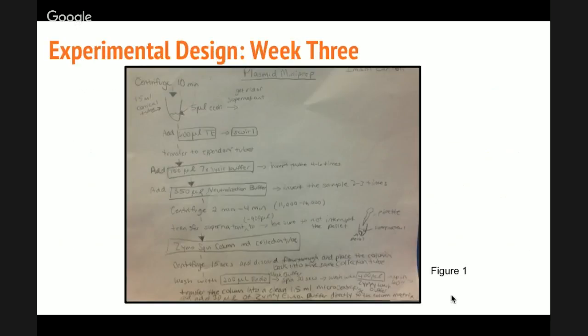The experimental design for week 3, which is our intro experiment, was to isolate plasmid DNAs from 3 E. coli strains using the Zippy Plasmid Mini Prep Kit from Zymo Research. We were also required to measure the concentration and quality of our DNA samples using the NanoDrop instrument.